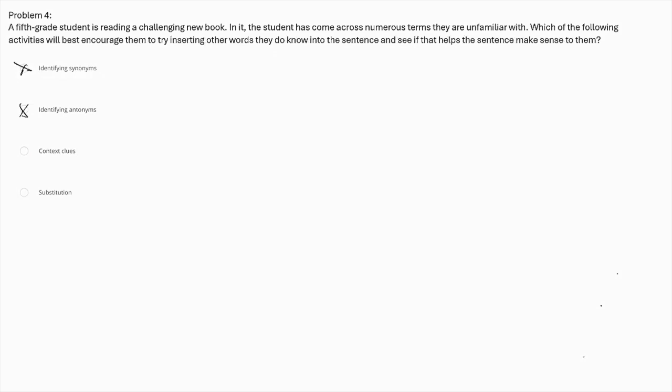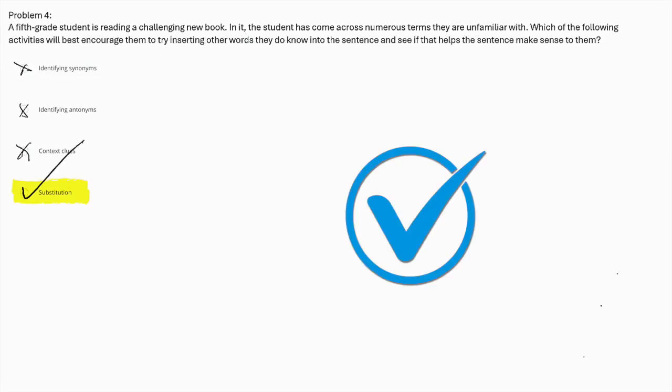Context clues. This is actually a very effective strategy for deciphering the meaning of unfamiliar words. However, it involves more than just substituting with known words. So in this case, we can cross that out. Substitution. This means swapping out a word you don't know with one you do know that seems to fit. This helps figure out the word's meaning by testing different words to see what makes the most sense in the sentence. So substitution is the correct answer here.